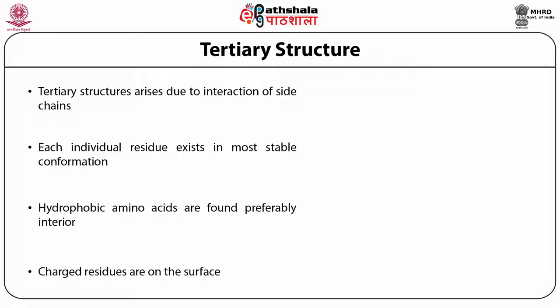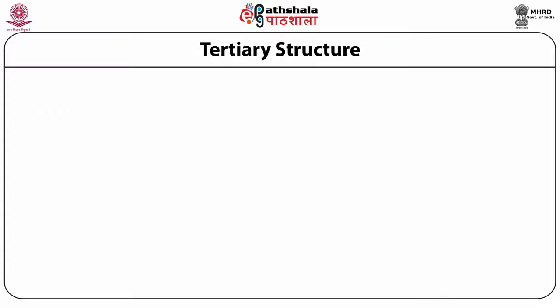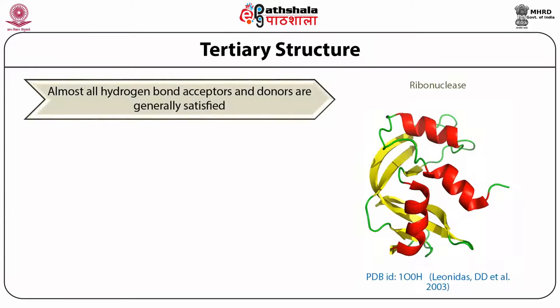Now, one of the examples of globular domain tertiary structure is shown here, myoglobin. In tertiary structure, almost all hydrogen bond acceptors and donors are generally satisfied. If they cannot form hydrogen bonds within the protein itself, they interact with the water.